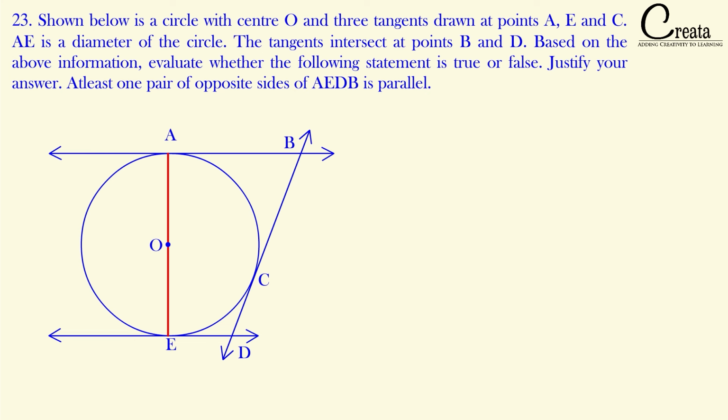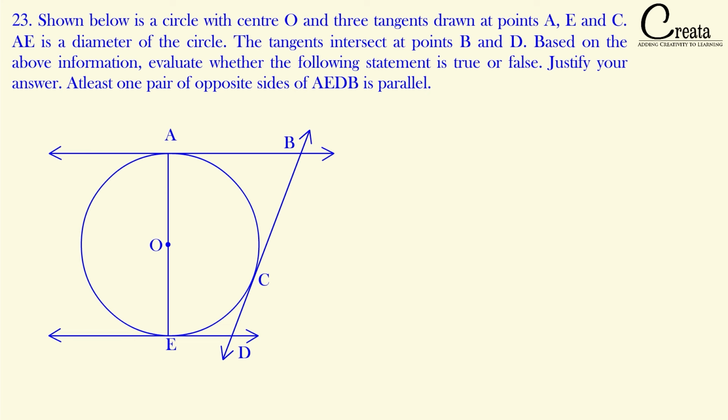This is important. Further, in this question, a quadrilateral is forming, the quadrilateral AEDB, and we have to show at least one pair of the opposite sides of AEDB is parallel. If you observe this quadrilateral, AB and ED are the two opposite sides and AE and BD are the two opposite sides. And we have to show any one pair of opposite sides is parallel. So let's approach this question.